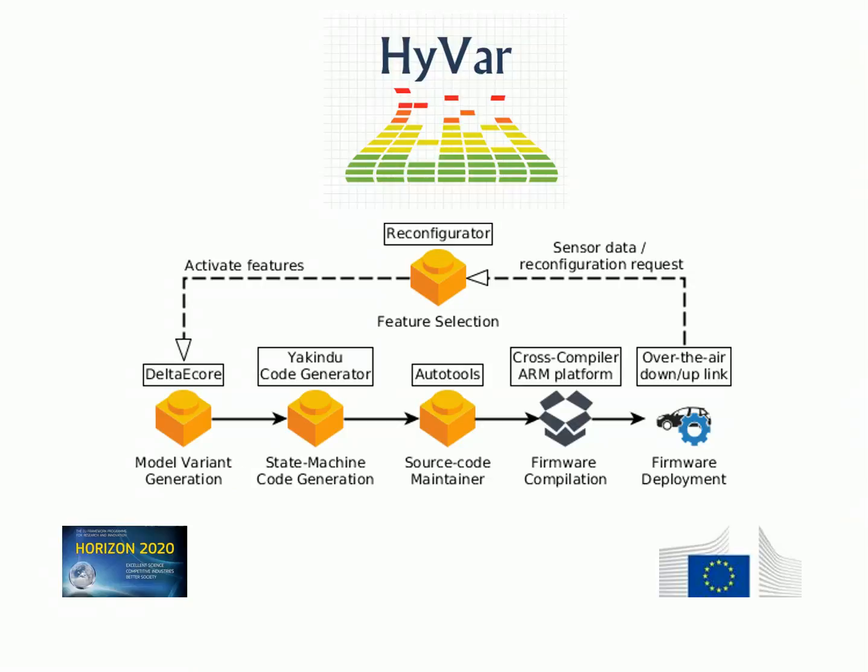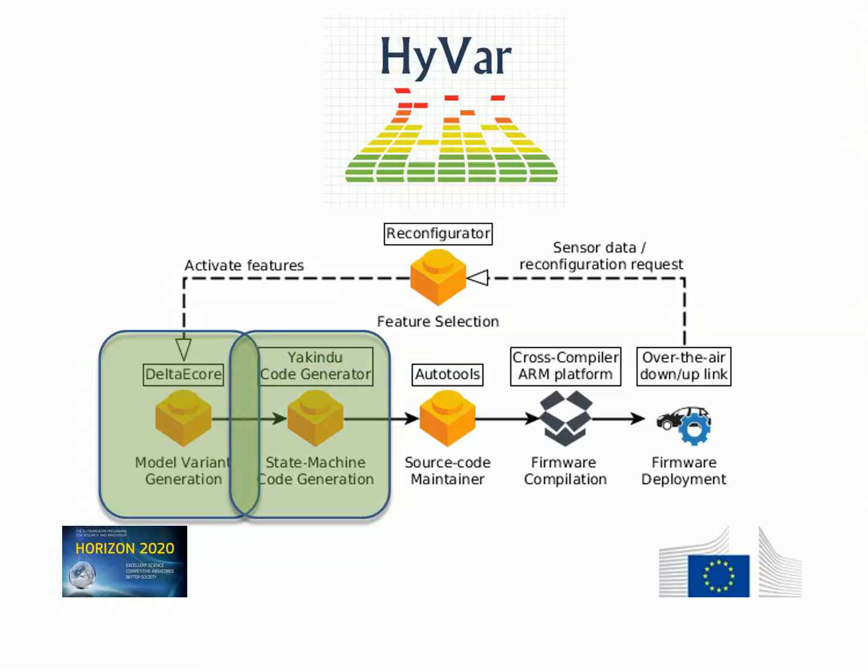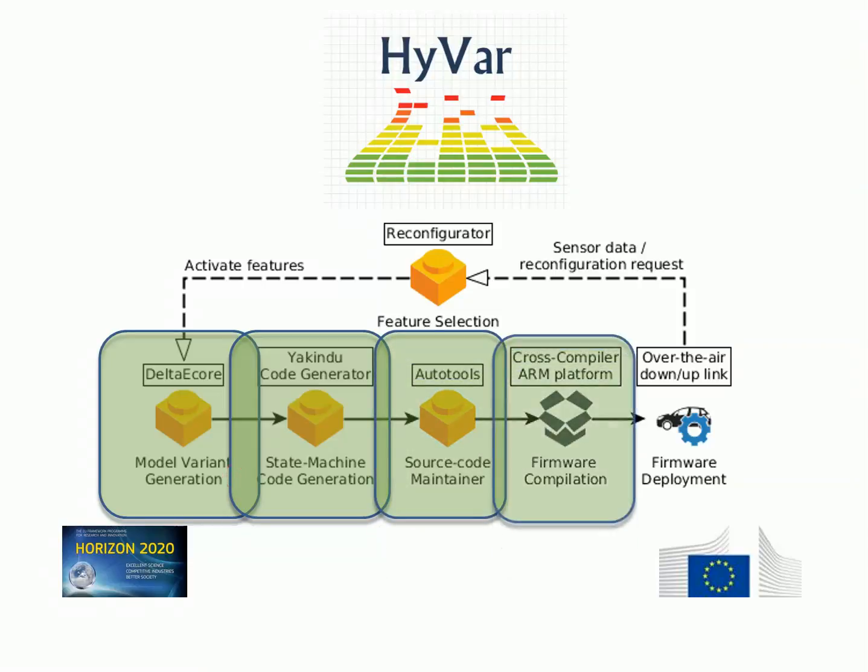In this picture, we present the component-based model-driven architecture of the IVAR project. In this webinar, we are going to briefly cover the following parts of the schema. DeltaEcore framework for Eclipse to model variant generation, Yakindu state chart tools for Eclipse to generate the state machine code, Autotools to generate the source code, and ARM cross-compiler to provide the firmware compilation and deployment on the ECU of the car.